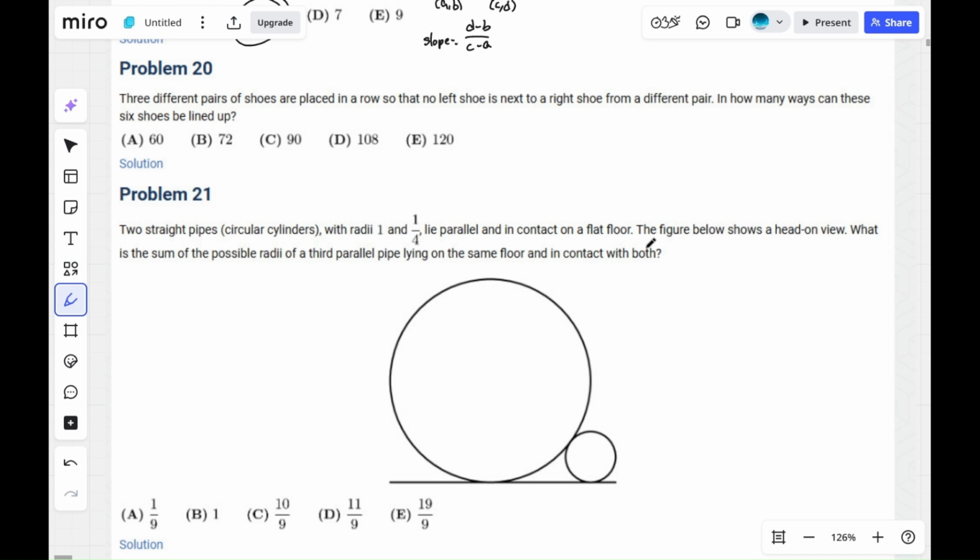Okay, let's move on to question 20. So 3 different pairs of shoes are placed in a row so that no left one is next to a right one from a different pair. In how many ways can these 6 shoes be lined up?